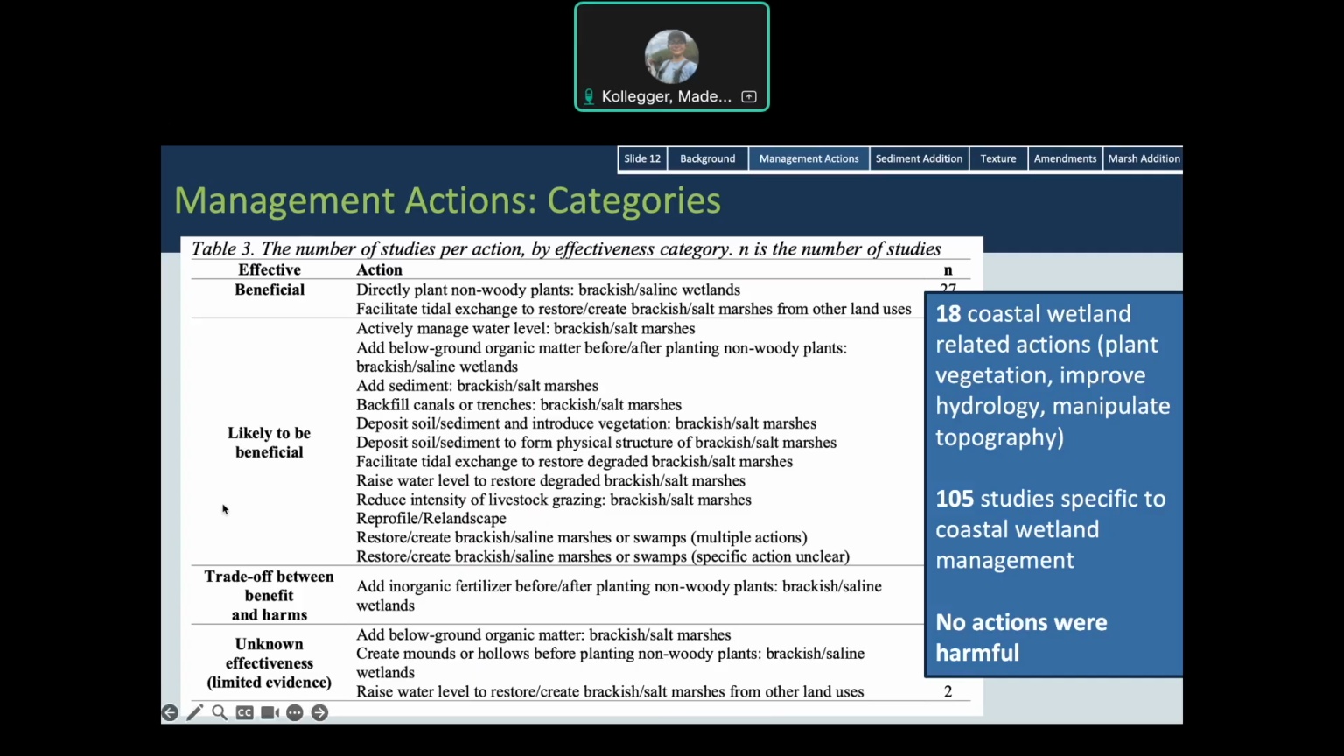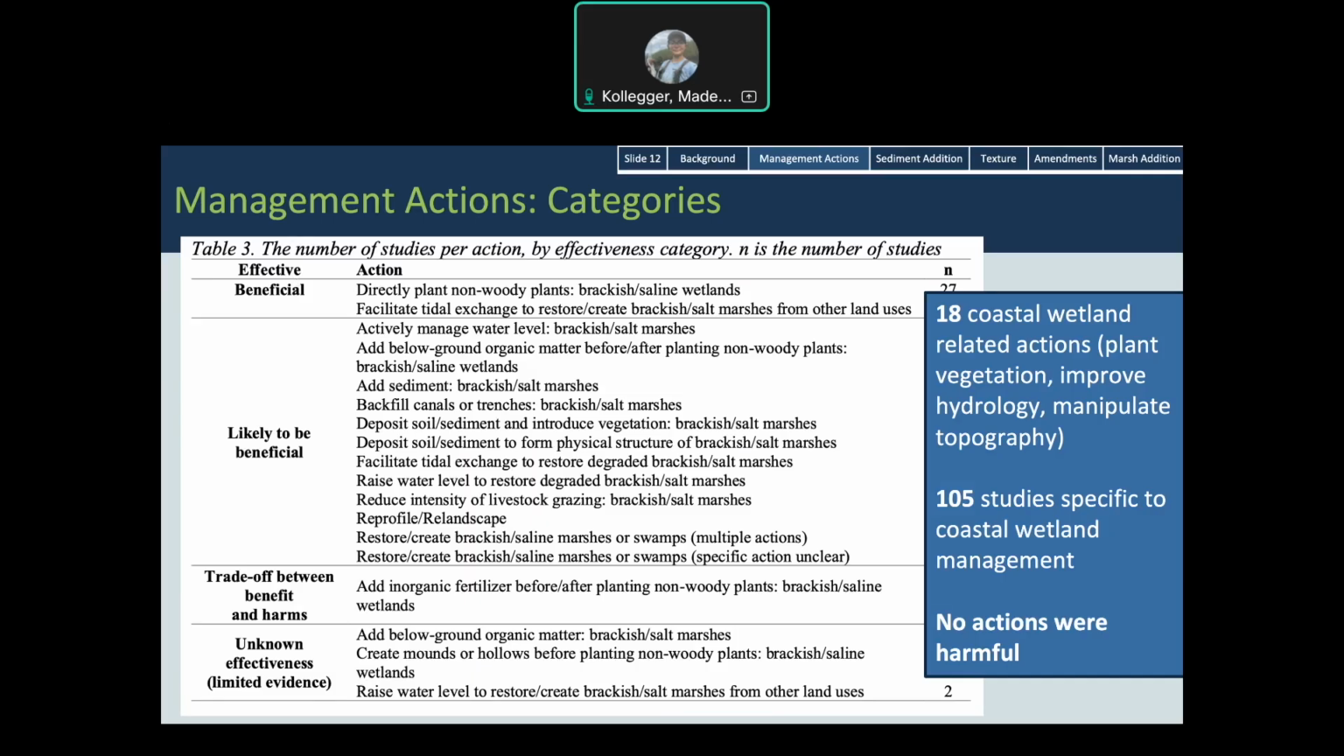What you can also see is on the left-hand side, they have been ranked as beneficial, likely to be beneficial, a trade-off, or having unknown effectiveness. So we have 2 techniques that have been ranked as beneficial with 12 as likely to be beneficial. And so basically the experts said that 2 of these actions definitely have enough evidence to say that they benefit the marsh, but 12 of them don't have enough evidence.